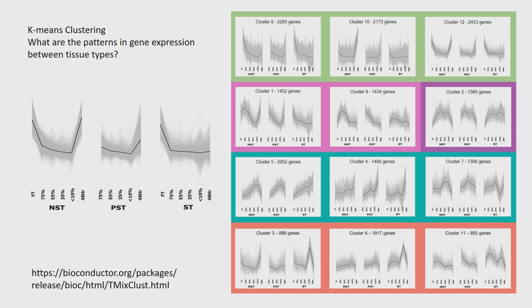And then I ran k-means clustering on it. You can do this with a Bioconductor package called Tmixclust. It's quite nice. And so I got these 12 clusters that describe my data quite well. It was kind of disconcerting at first. I thought, oh my gosh, there are no differences here between my senescent tissue and my non-senescent tissue.